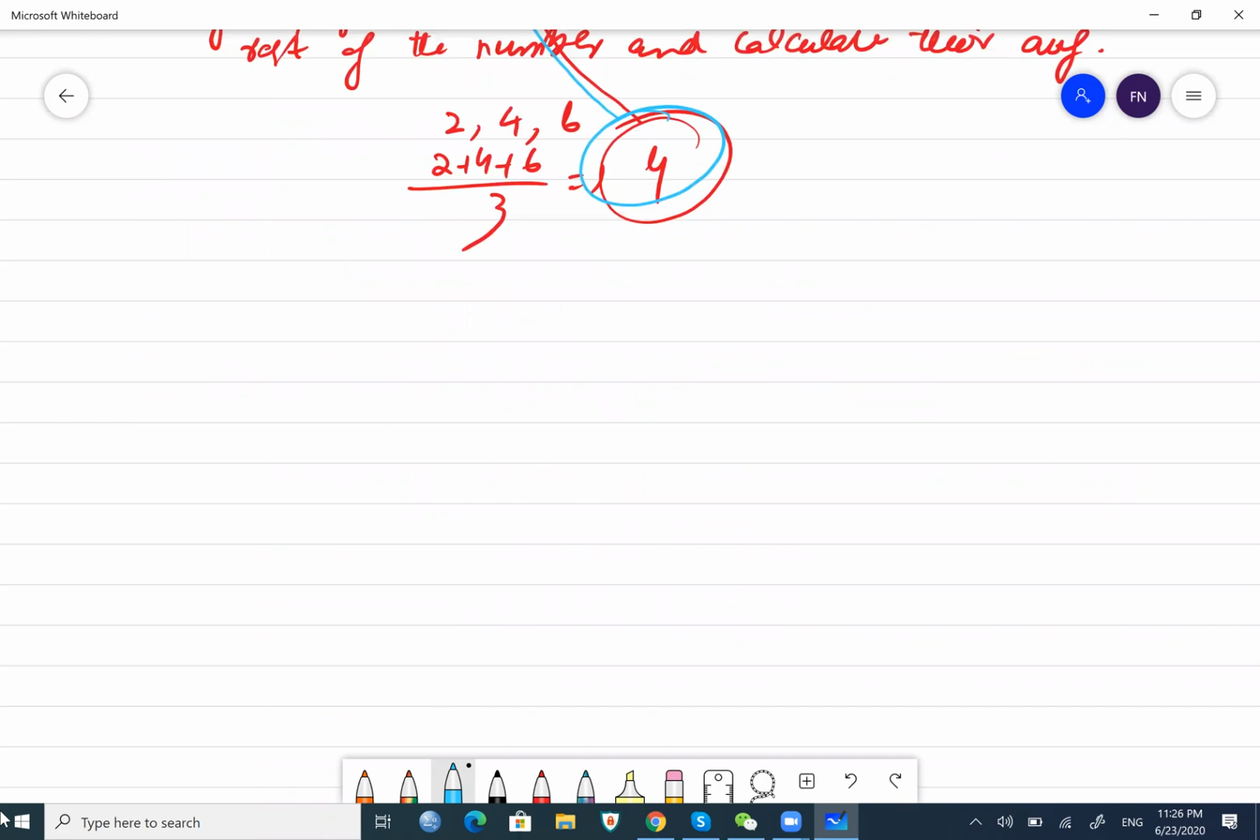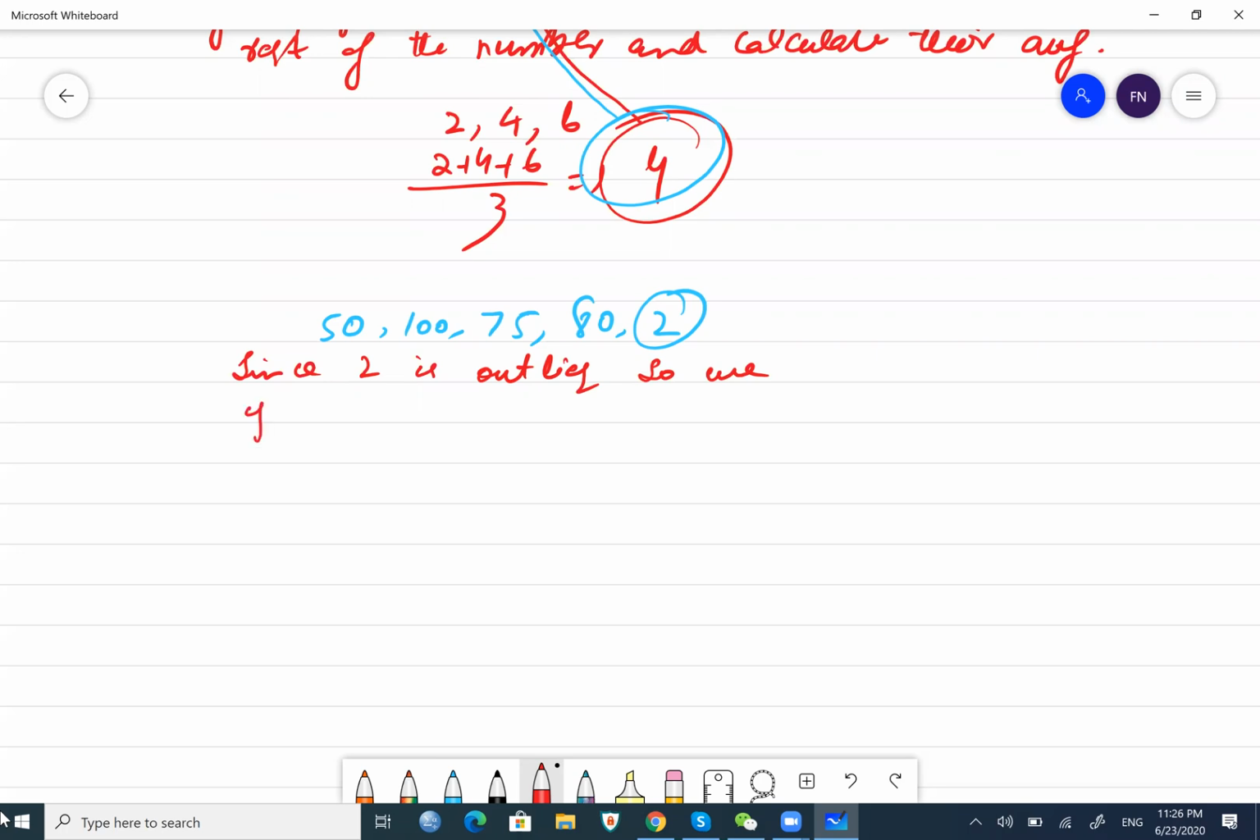I give you one more example. Let's say you have the data 50, 100, 75, 80, and 2. In that case, this 2 is also an extreme outlier. So we ignore 2 and calculate the average, which means 50 plus 100, 75, and 80. So 1, 2, 3, 4, divided by 4, you can get the average. Is that clear? Yes. Okay. So this is called the arithmetic mean.